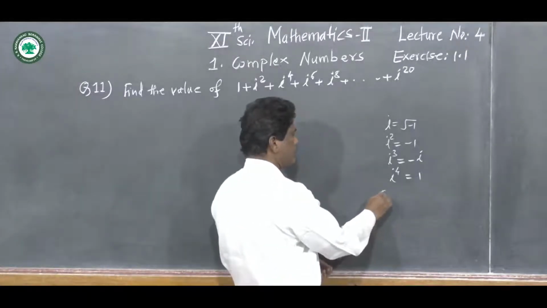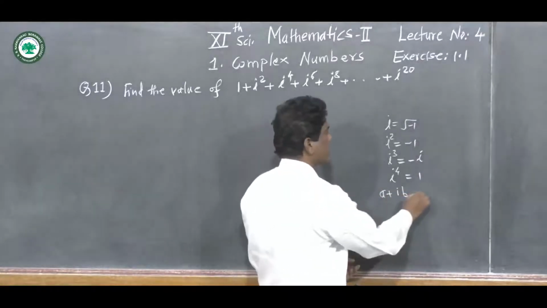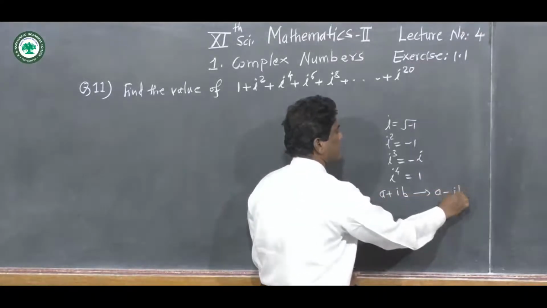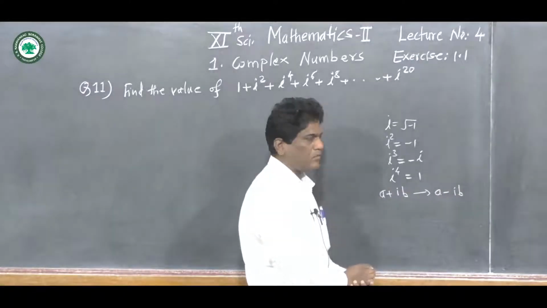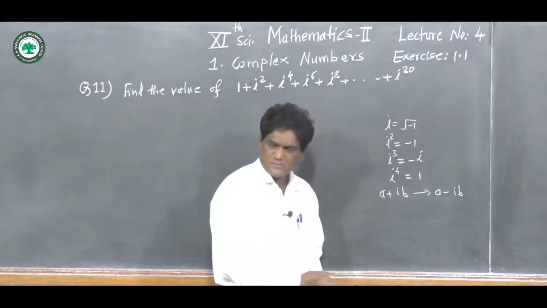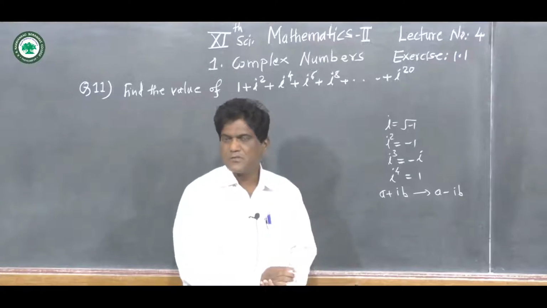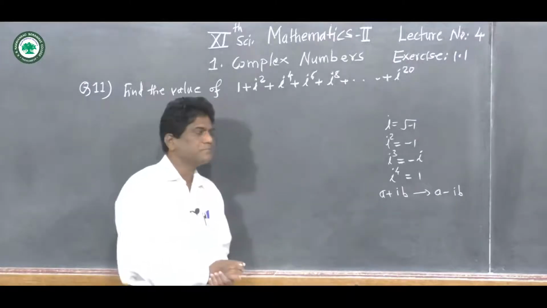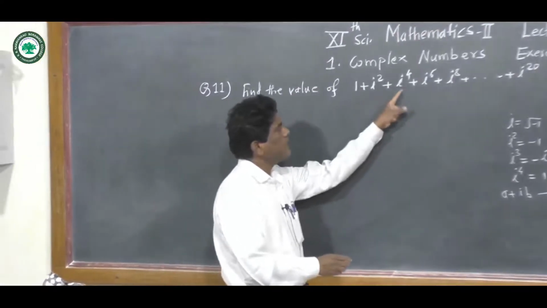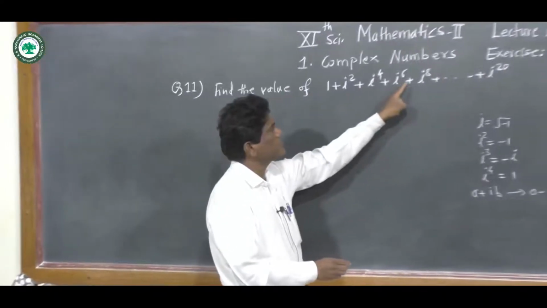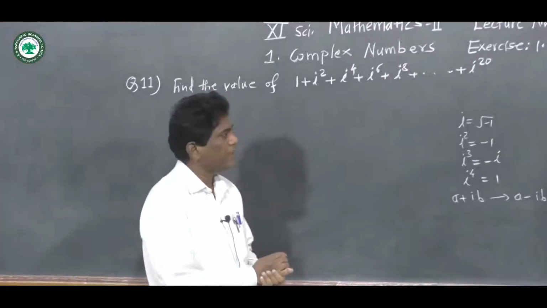Also, if there is a complex number a plus ib, its conjugate is a minus ib. We change the sign of the imaginary part, and then we get the conjugate of the complex number. These are the basic parts of complex numbers. Now let us try to solve example number 11. Find the value of 1 plus i squared plus i to the power 4 plus i to the power 6 plus i to the power 8 plus up to i to the power 20.